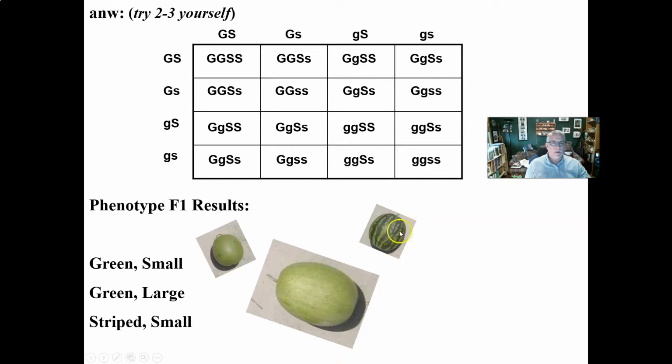I saw those in the grocery store the other day. And then we also see some striped large right here. Striped large. Again, how do I know that? I go back and look at the original question. It tells me what's dominant, what's recessive.